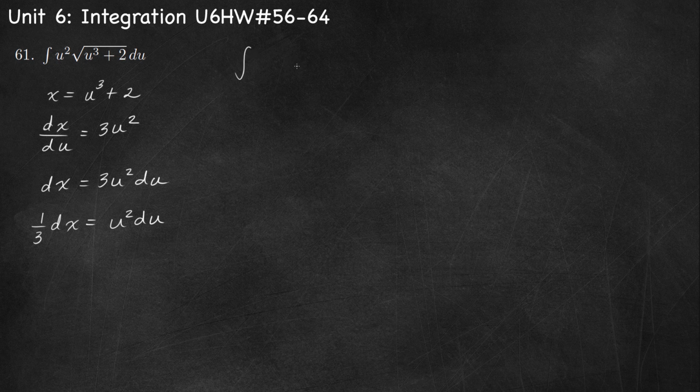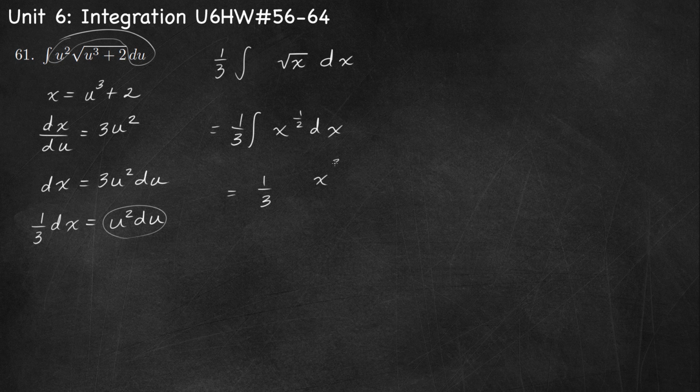So we'll make our substitutions. The square root of u cubed plus 2 becomes the square root of x. And then u squared du becomes 1/3 dx. So we have 1/3 integral x to the 1/2 dx. And we can use our power rule here. So 1/3 x to the 3/2 divided by 3/2, which is times 2/3, plus c. So 2/9 x to the 3/2 plus c.